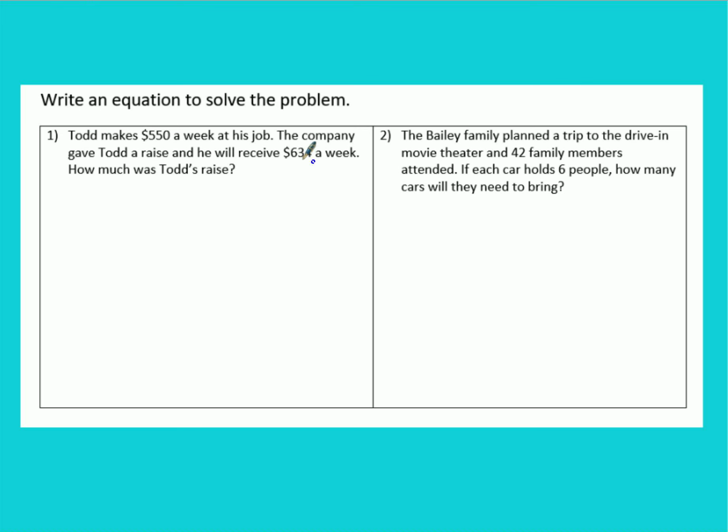Now in our last set of examples, we just have some word problems to write equations for and then solve. So this one says, Todd makes $550 a week at his job. The company gave Todd a raise and he will receive $634 a week. How much was Todd's raise? So we don't know what Todd's raise is equal to, so I'm going to say R equals Todd's raise because we're not sure how much that's equal to.